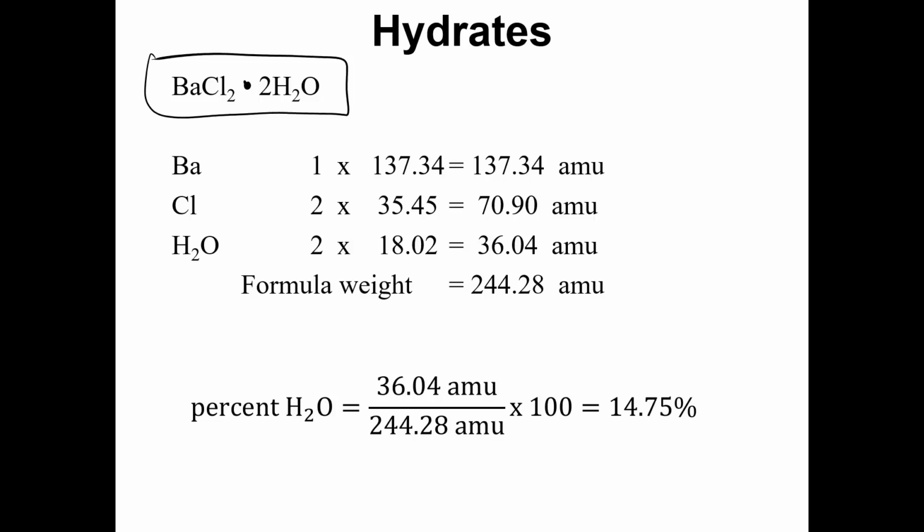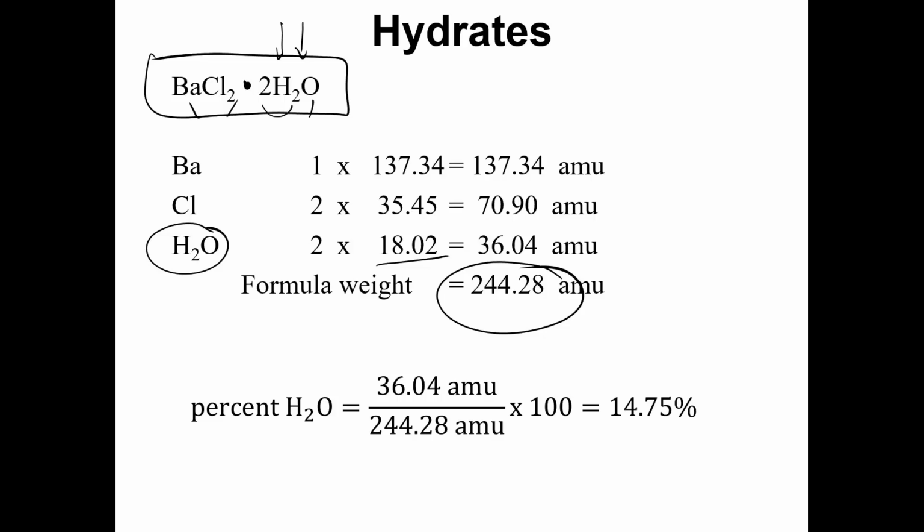And so you calculate the molecular weight for that no differently than you would for anything, except you're also going to incorporate water, right? So you have 1 barium, 2 chlorines, and then 4 hydrogens and 2 oxygens. Here I've just taken the entire formula weight, or molecular weight in this case, of water, since that's a covalent compound, and multiplied. I already have that here. So, but anyway, you end up with 244.28 AMU, and you are going to calculate the percent water in the lab.